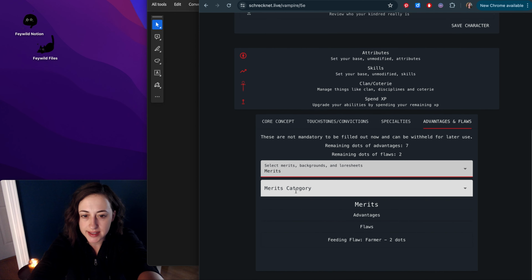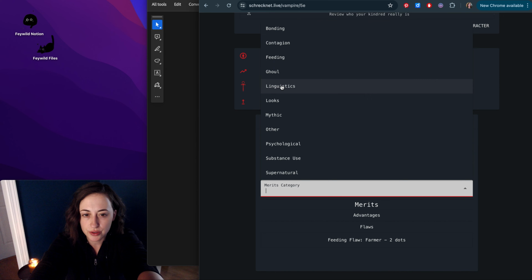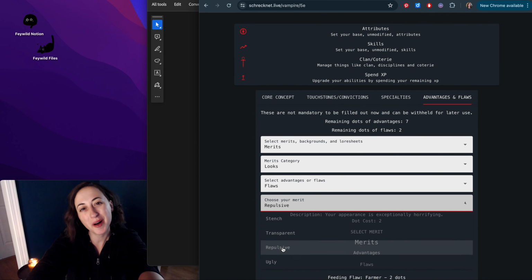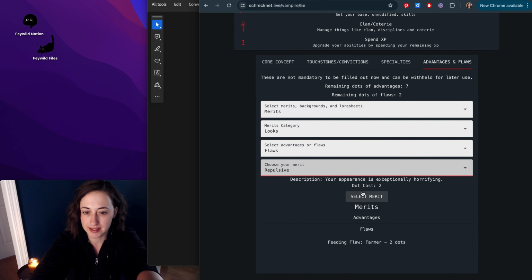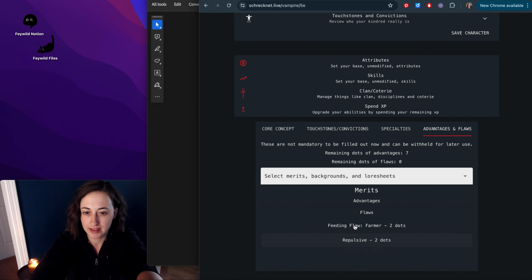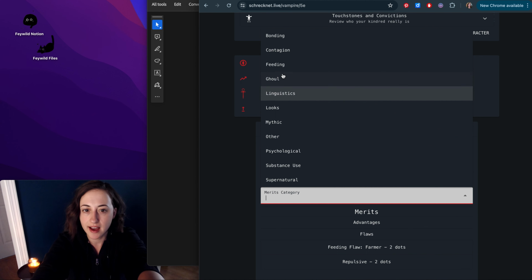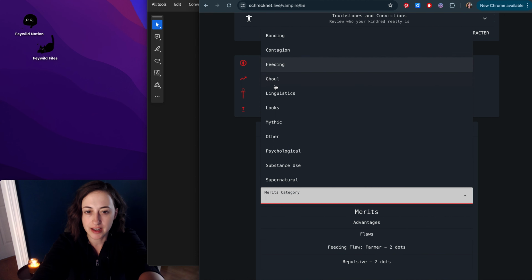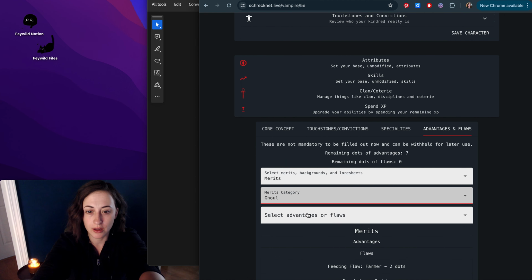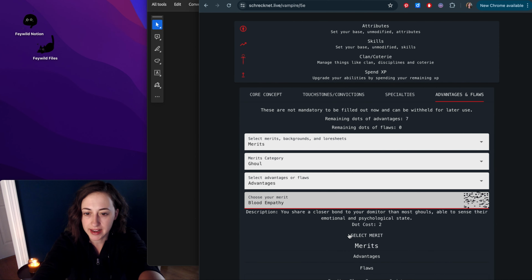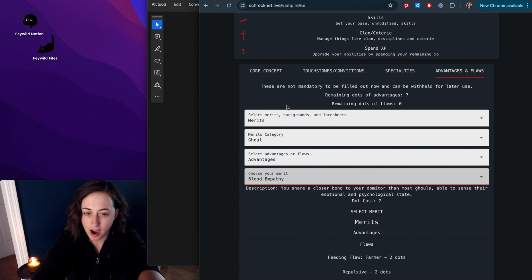If we go to merits and we go to looks, then you'll select flaw, and our flaw is repulsive. We're repulsive, and so you'll select that. And so now you got rid of the remaining dots of flaws. But then you can also go through merits, merit category. I think I have a ghoul, you can spend dots in different ways. And so you can see that it'll tell you how much something costs.